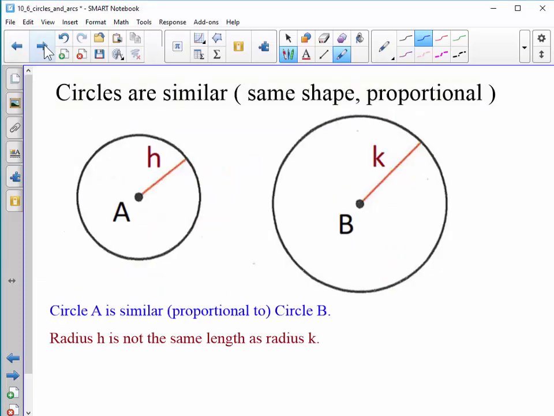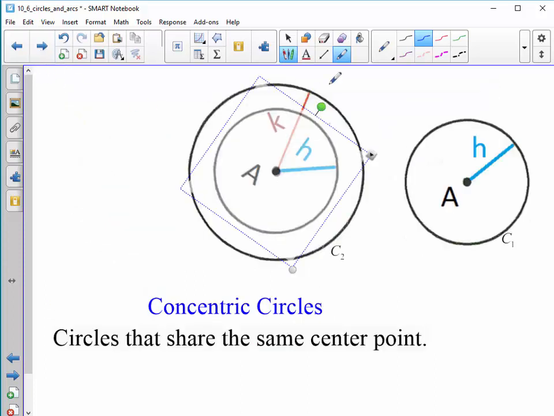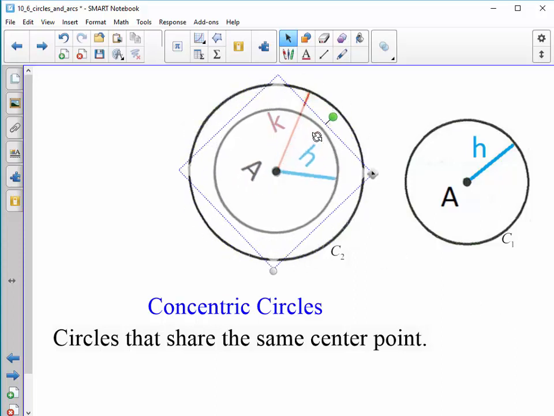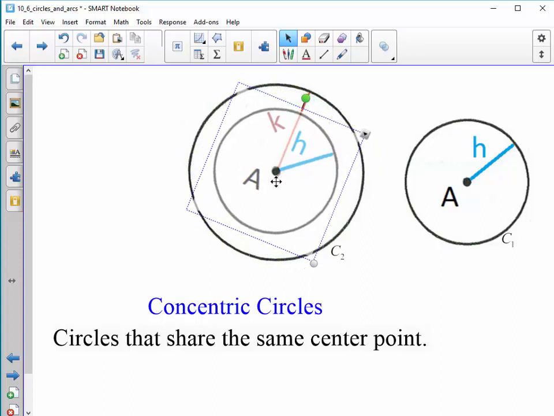Okay, next frame. Circles are similar. They have the same shape. They're obviously both circles, and that means they're proportional. So circle A is proportional, same shape as circle B. Concentric circles, those are circles that share the same center. And so it's a little awkward then to call this small circle circle A and this larger circle circle A. So we could use subscript and call this circle 1 and call this circle 2. A little awkward.